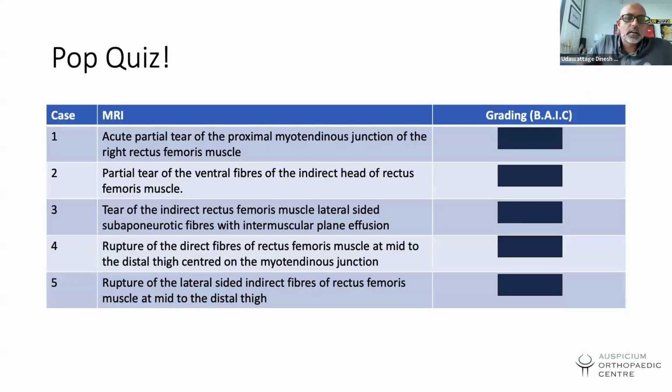Okay, so I was looking back at the cases that I've described, and I thought maybe, although it's not so interactive here, we can go through the injuries again and, according to the British Athletics injury consensus, try to grade them. The first one was an acute partial tear of the proximal myotendinous junction of the right rectus femoris. So to me, that would be a 2B.